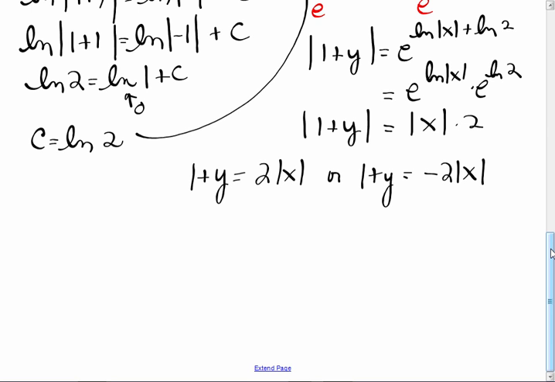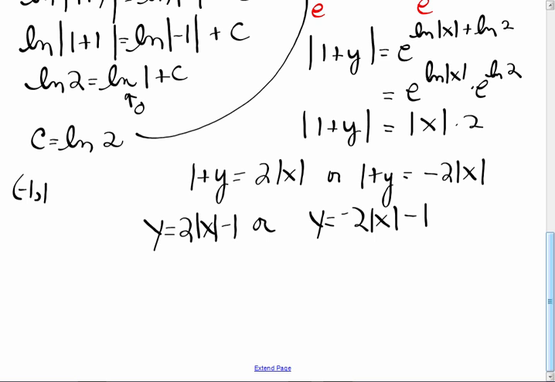So y equals 2 times the absolute value of x minus 1, or y equals minus 2 absolute value of x minus 1. Only one of those is going to work. Well, I know it went through negative 1, 1. So if I substitute negative 1, 1 into both equations, only one's going to work.